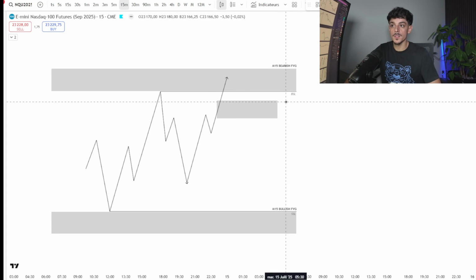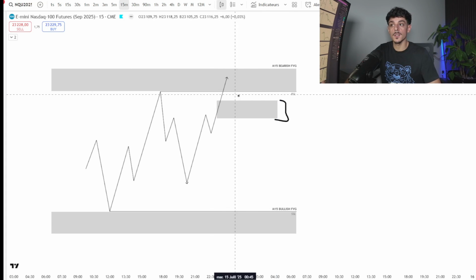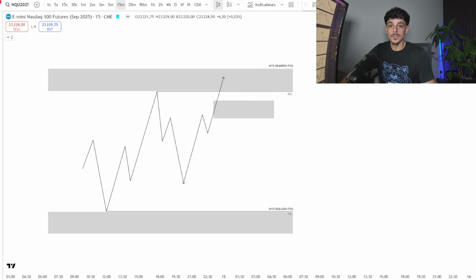This fair value gap right here will tell you that there's a lot of potential aggressive buyers located inside this range, and if we're truly bullish, we should respect this fair value gap to create a new high. Then your last step is to wait for this fair value gap to get disrespected so you know that the buyers are being squeezed and that the sellers defended their position and they're the ones controlling the market.